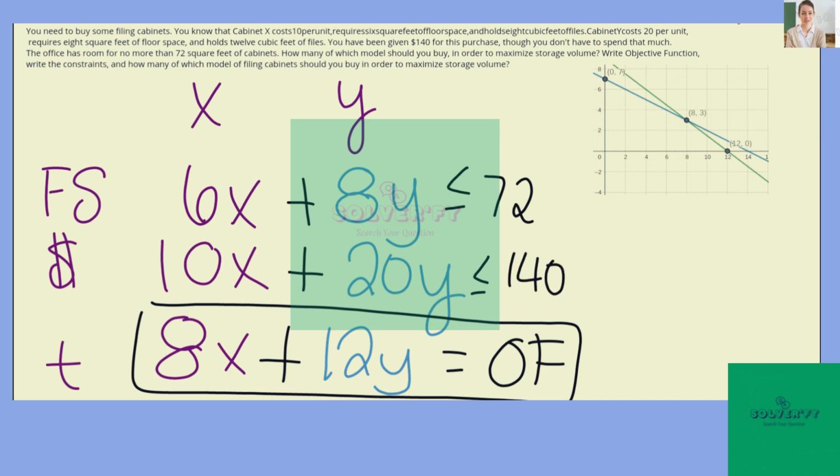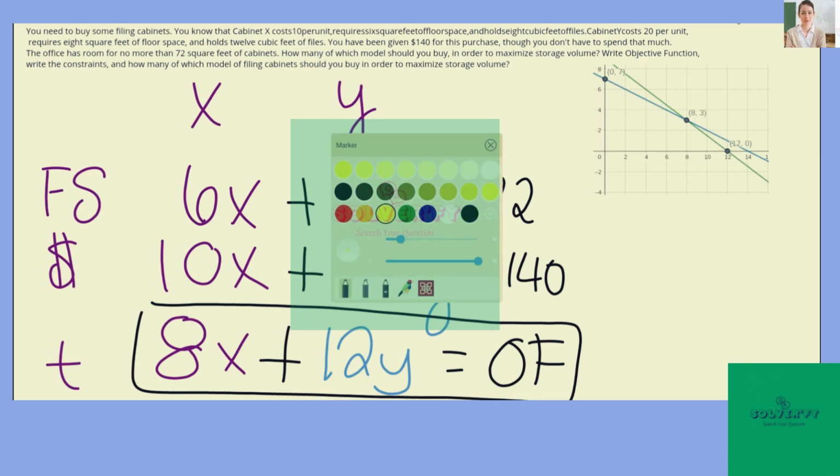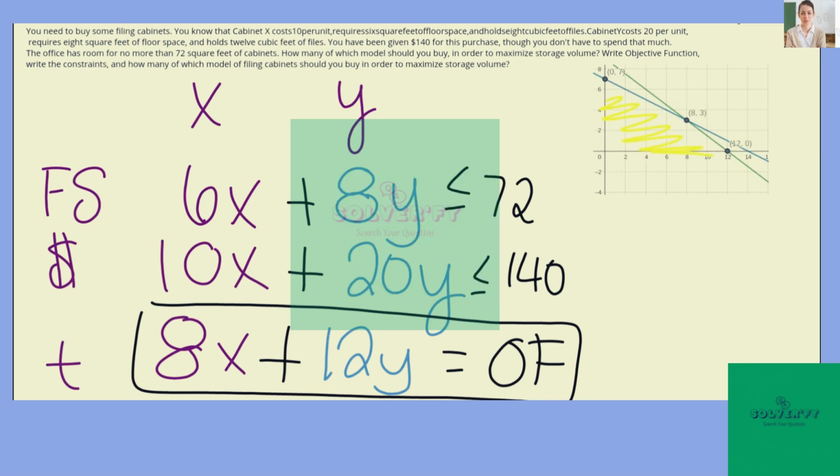Now when I graph these, I'm going to see that I get a region here that is bounded by 4 different points. We're going to get one point at 0, 0, but we're going to assume that that's not going to maximize our storage because that's going to give us a volume of 0. But we do have 3 other points, 0, 7, which we'll call point 1.